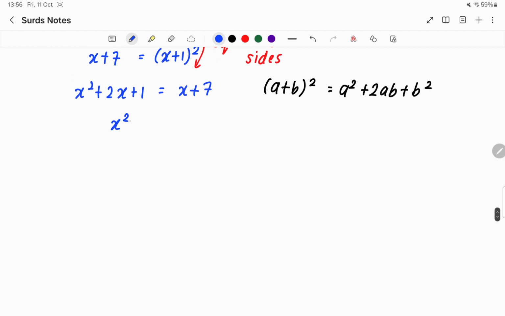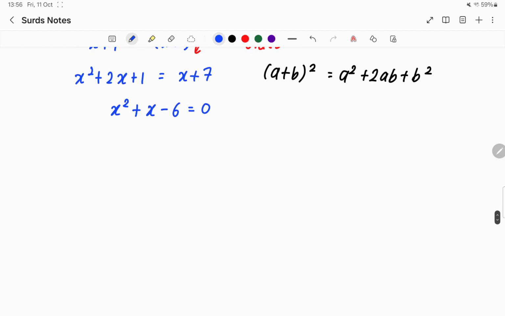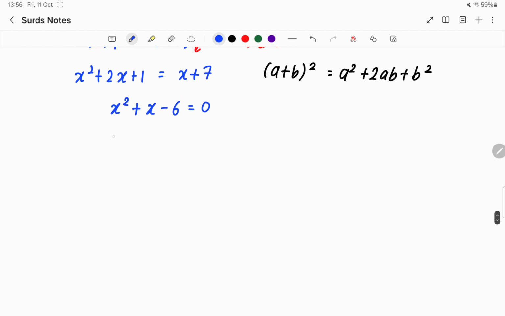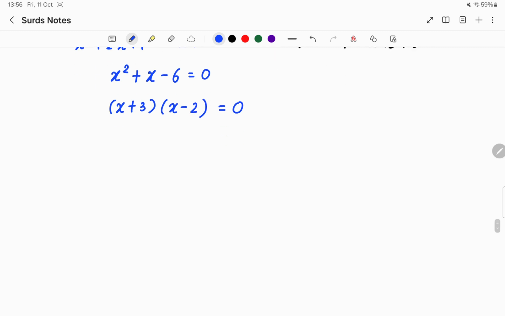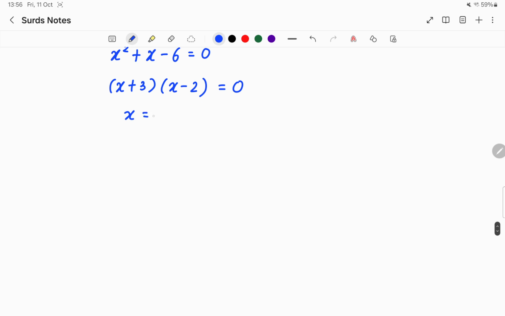Then shift the terms, group the like terms together to get x squared plus x minus 6 equals 0, right? Then how do we solve a quadratic equation? Factorize, okay? So you factorize, you get this, right? Then by the zero product rule, you get x is negative 3 or x equals 2.